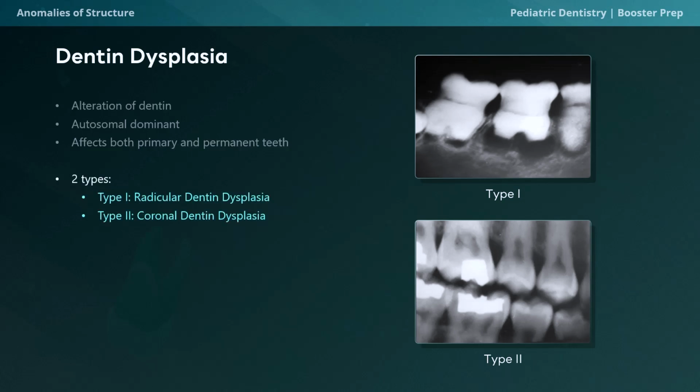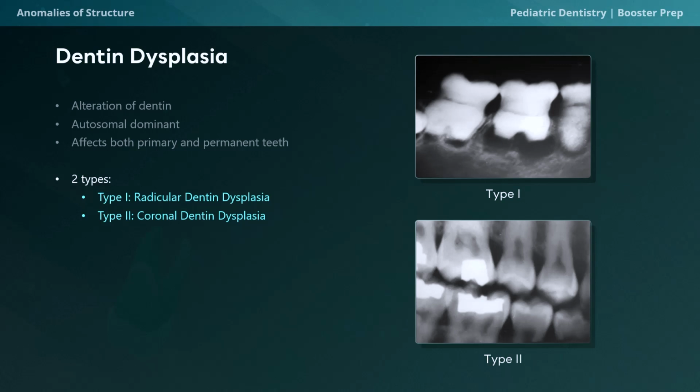We have type 1, which is radicular, and type 2, which is coronal. So let's start with type 1 with this image on the top. Type 1 affects the radicular dentin of the teeth, resulting in short roots and chevron-shaped pulps. This is often accompanied by premature mobility and exfoliation of the teeth. Loss of organization of root dentin can also be found, but the enamel and dentin are clinically normal. Again, these teeth may develop tooth mobility, premature exfoliation, and malalignment.